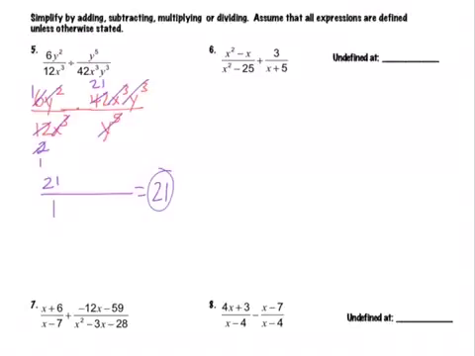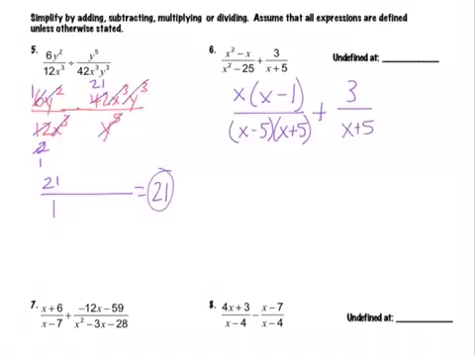Number 6, I'm going to factor out what I can. So I have x minus 1 on top. I have to be careful because this is a plus sign in between. I factor out the bottom, which is x minus 5 and x plus 5. It's a difference of 2 squares, some dot action going on. 3 over x plus 5 on the bottom. And you cannot reduce until you have it all over the same LCM. My LCM for this one is going to be x minus 5 and x plus 5.